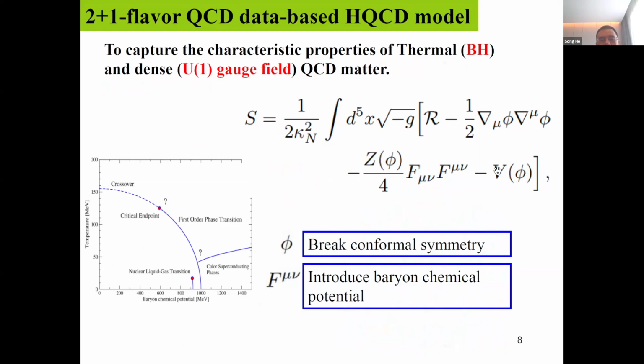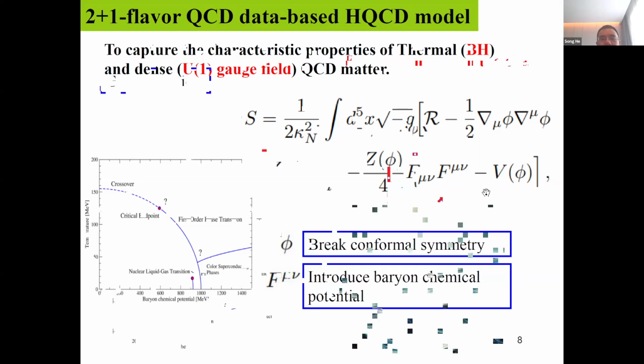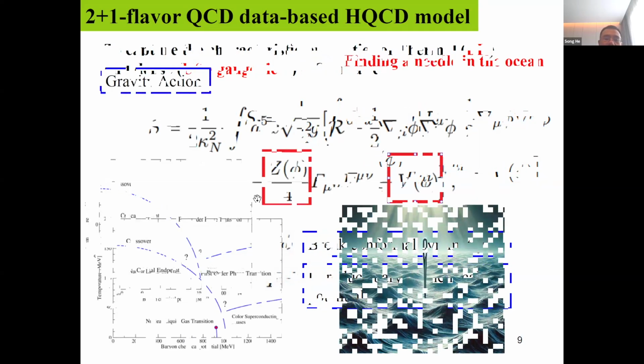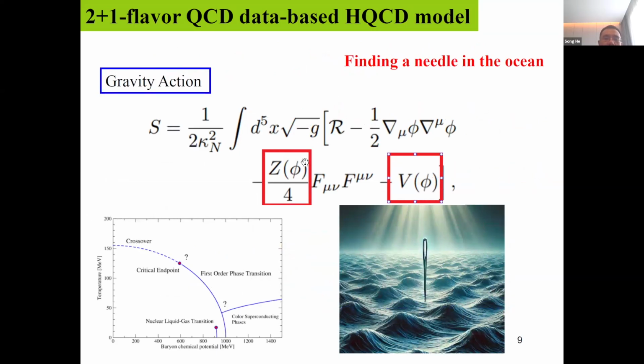But there is a problem: we have no idea what Z(phi) and V(phi) are. These are functionals, because Z is a coupling between the phi field and the baryon chemical potential. And the non-trivial V(phi) will be determined by data, in terms of the equation of state, because we only have microscopic data. In terms of the equation of state and also hadron properties, how can we combine them to precisely determine this unknown function or unknown functional?